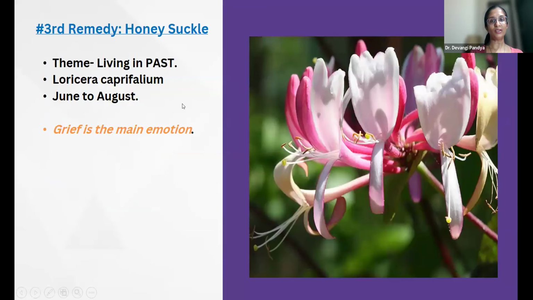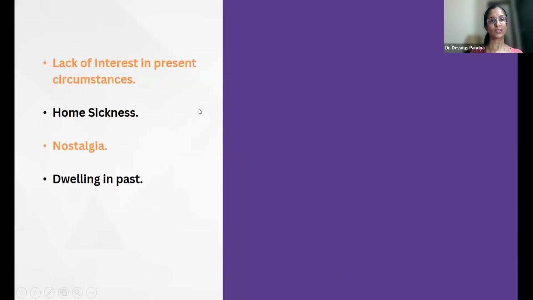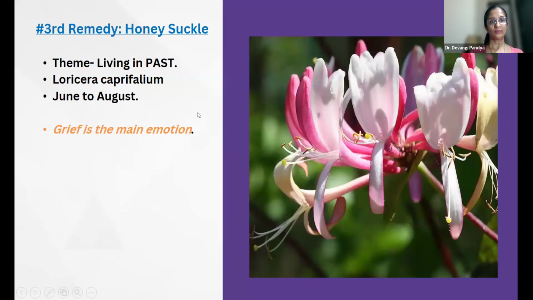This is the third remedy, which is honeysuckle. Now, honeysuckle is the remedy where the person would always remain in a state of the past tense, living in the past, doesn't come out of all the emotions, all the grief, all the memories which are buried in the past.